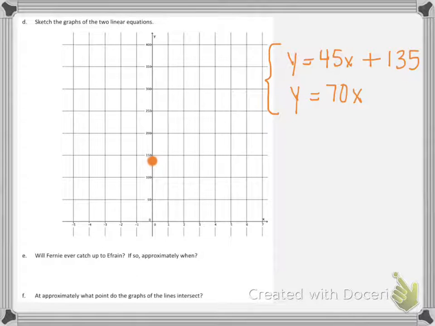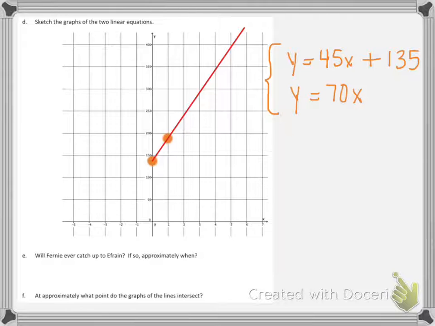That's going to put us about there, and then right 1. So that's about where it's going to be. And that is our first line. So we can graph this through both of those points. It's going to look something like that. And that's the graph for y equals 45x plus 135.